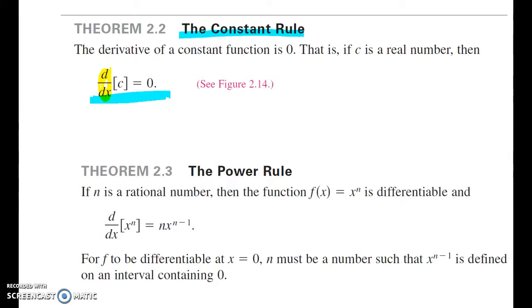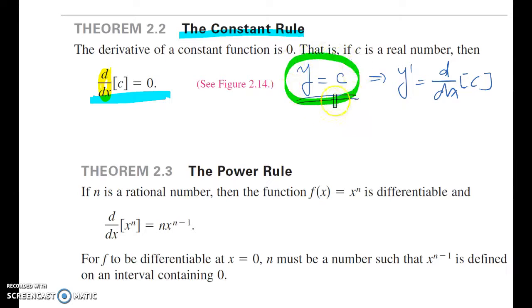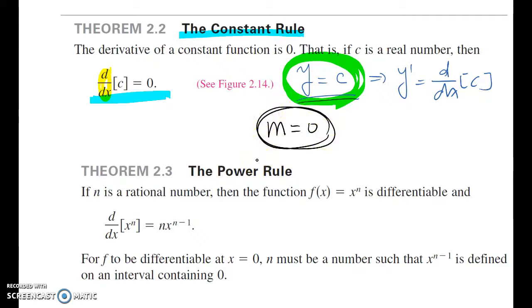This function we can also generate from y equal to any constant number. Then y prime will be d over dx of this number, right? Now, this kind of form always generates a horizontal line. What's the slope for any horizontal line? Yes, m is always equal to 0. Therefore, the derivative of a constant must be equal to 0.